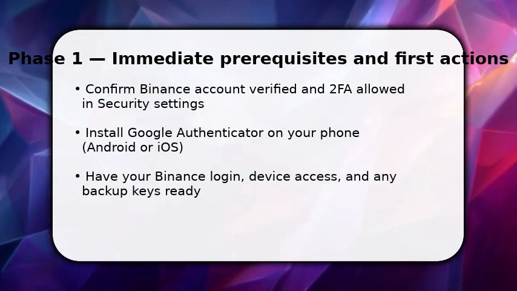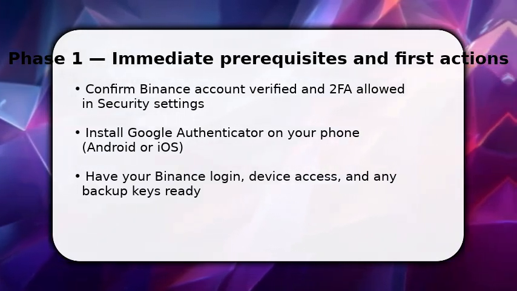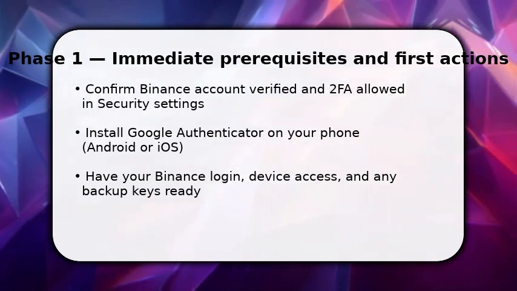You begin by opening Binance and going straight to security. This is where you enable 2FA. Install Google Authenticator now because you need it to scan a code. Do this before moving on.